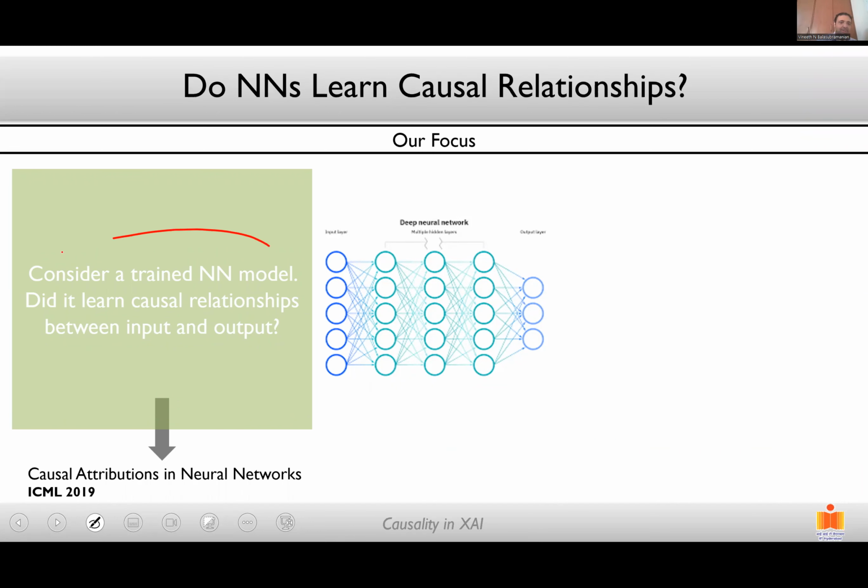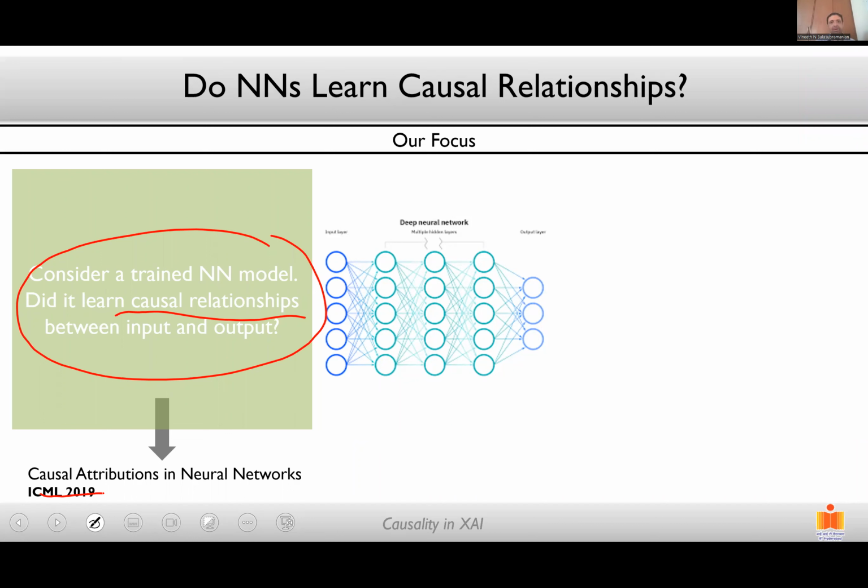In one of our earlier papers in 2019, we tried to ask the question: if you have a trained neural network model, you've already trained it, you've already deployed it, for any problem that you could think of, predicting spam in an email or predicting risk of heart attack in a hospital, can I find out what kind of causal relationships it learned between input and output? I want to understand what kind of causal relationships a neural network learned. This work was in ICML of 2019.